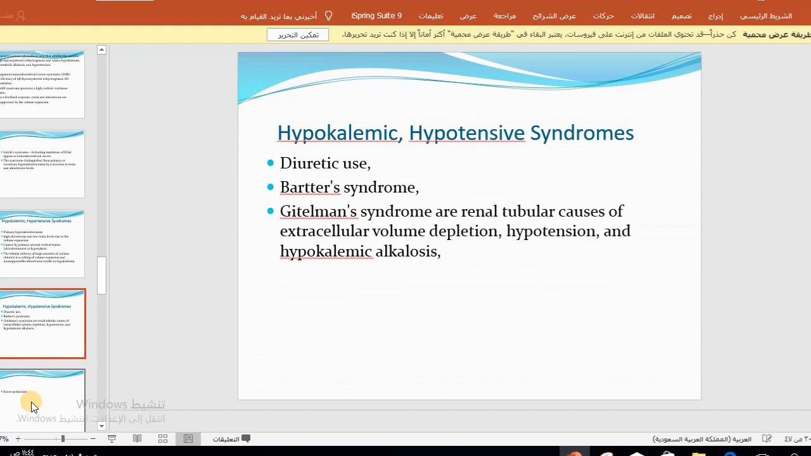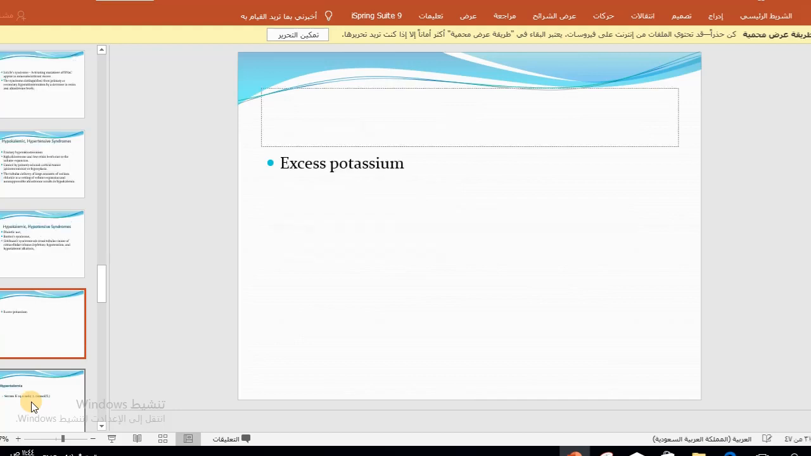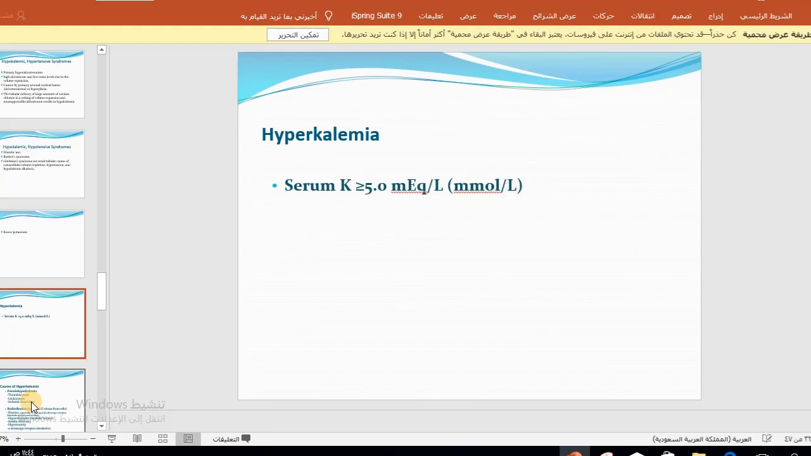There's hypokalemia with hypotensive syndrome and again metabolic alkalosis, like diuretics, Bartter's and Gitelman. Bartter's we call congenital loop diuretic syndrome, and Gitelman we call congenital thiazide diuretic syndrome. These are tubulopathies.